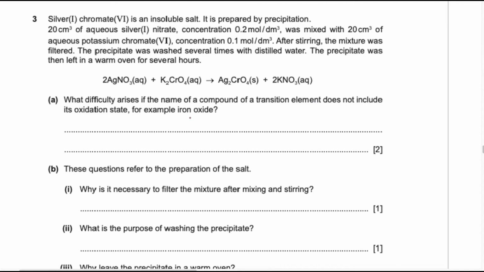For example, iron oxide. You see they put oxidation state silver 1. The oxidation number is positive 1. Chromate 6. The oxidation number is positive 6 for chromium. So if they don't put that in Roman numeral, Roman numeral is used here, 1 and 4, right? So if they don't put it, what problem? We don't know whether they are iron 2 or iron 3. So we have this kind of problem.